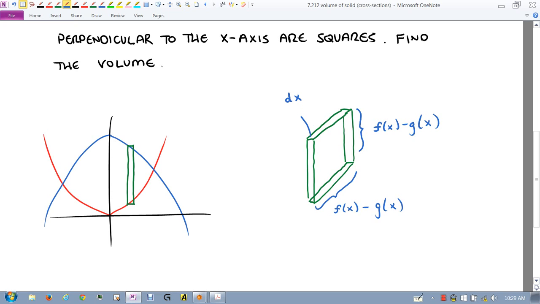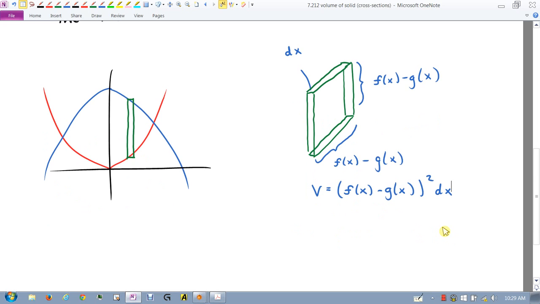So what's the volume of that one little sliver? f of x minus g of x, all of it squared. Not squaring each one individually. All of it squared times dx. That gives you the volume of that one little sliver, and we want all of them, don't we? So how do we get all of them? Add them all up, right?